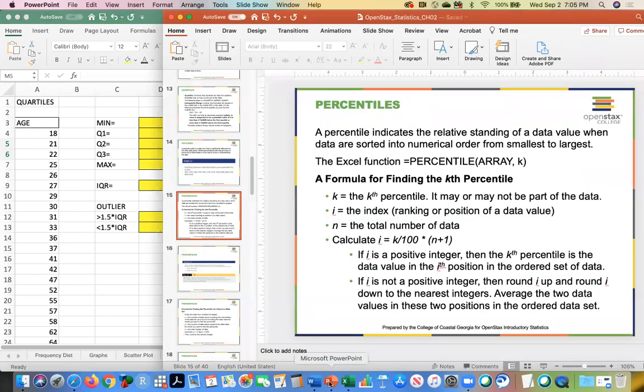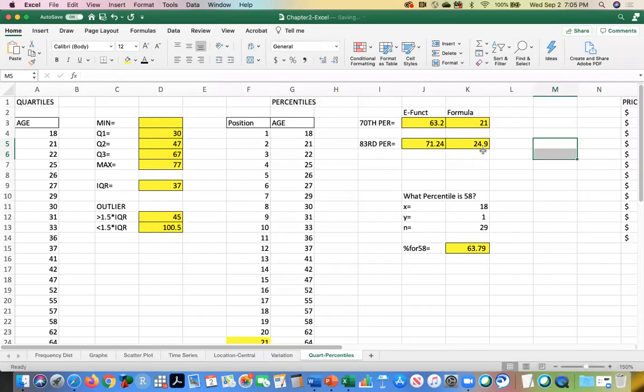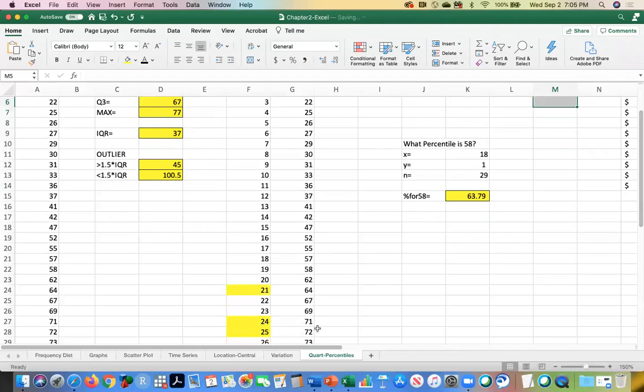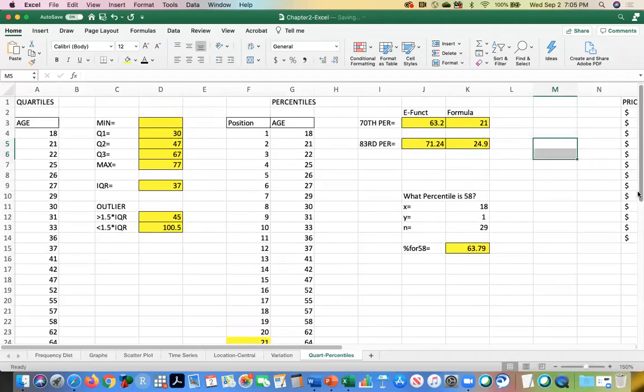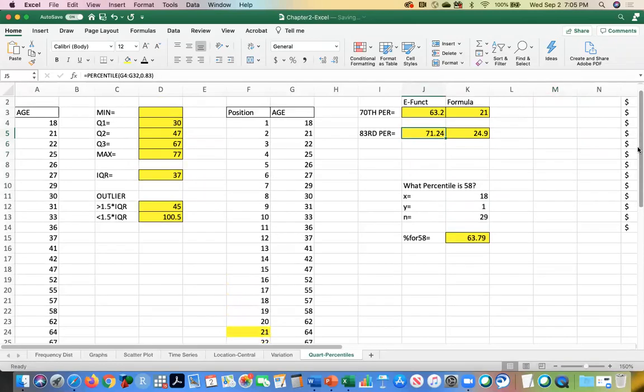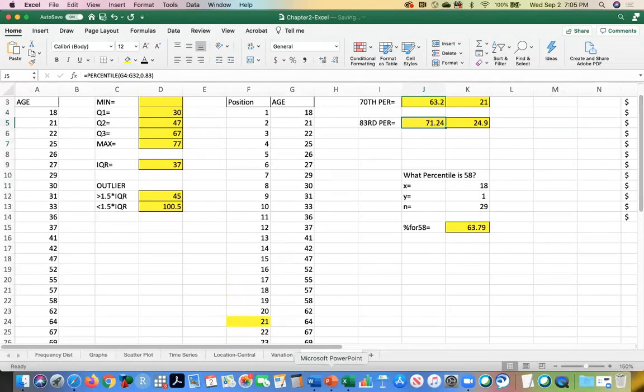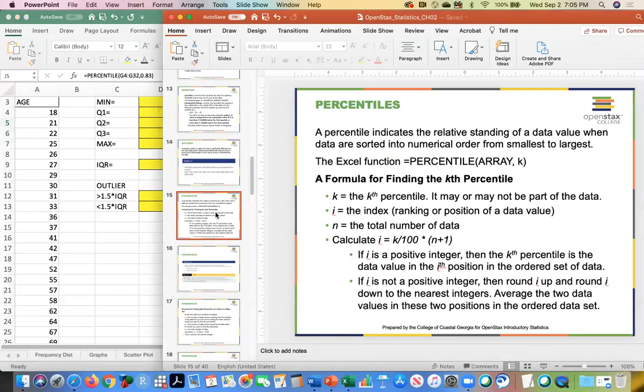In this case, when we are doing the 83rd, we happen to have a number that has a decimal. So you round it up and then down, and then take the average of the two, and that's going to be the value that represents my 83rd percentile. So in this case, my 83rd percentile is going to be 71.5, but because I am using Excel, I'm getting a more accurate number.